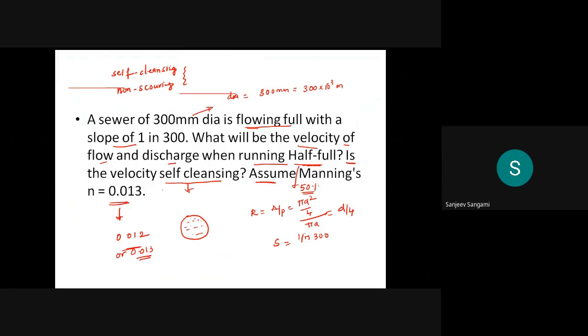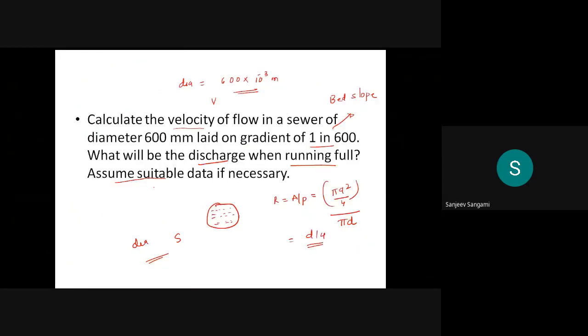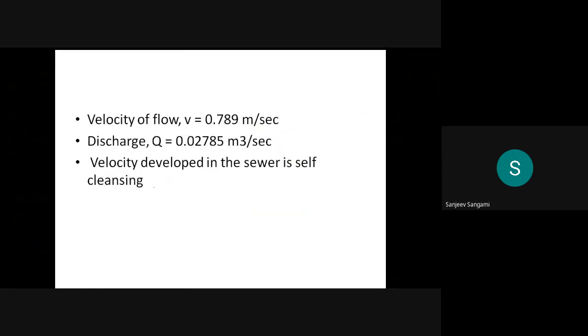In the previous problems you have not decided, or he has not asked, whether it is self-cleansing or not. You can see that in the previous problem he has not asked anything about that. So then we'll start with the solution of this problem.